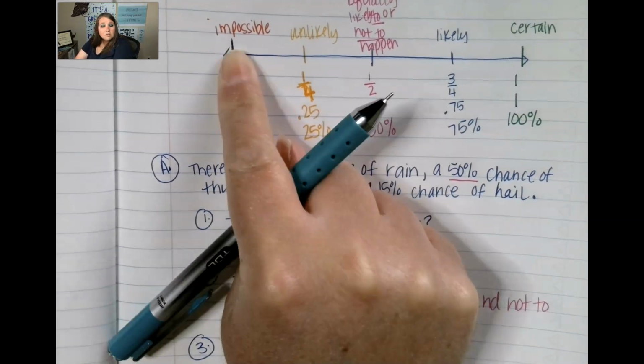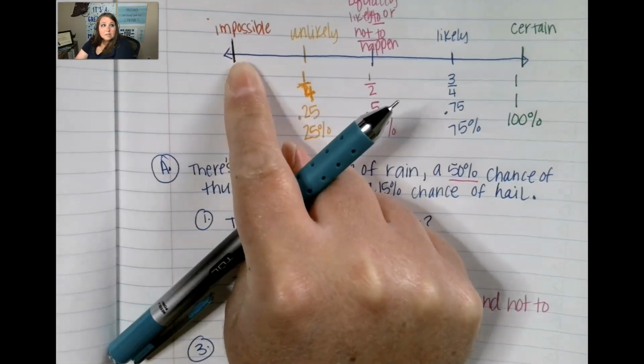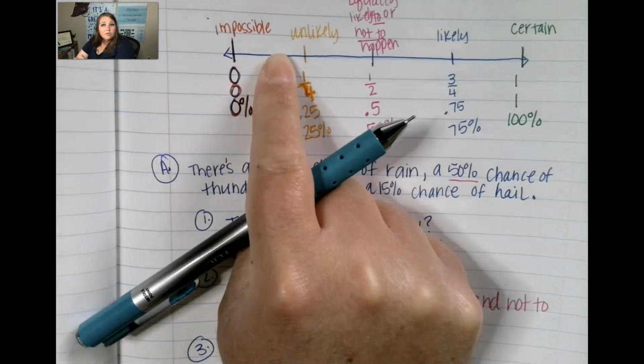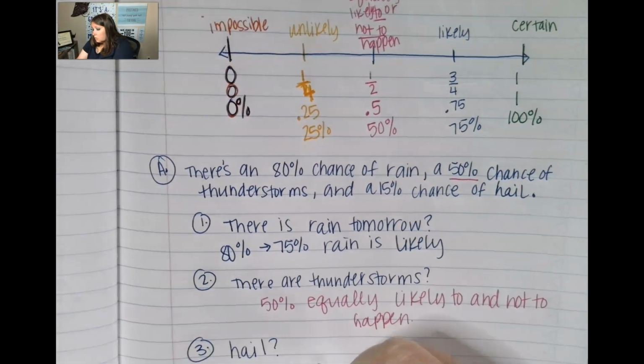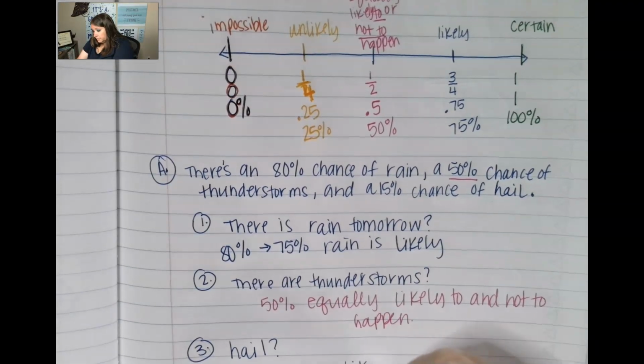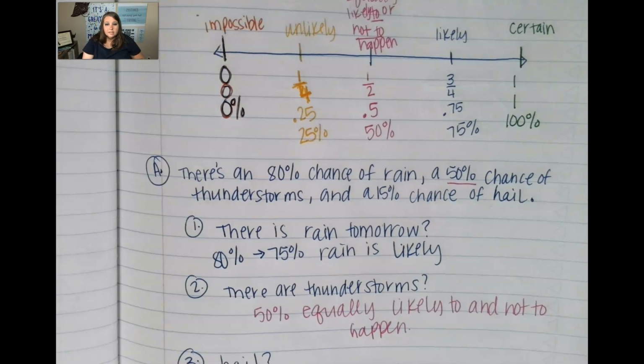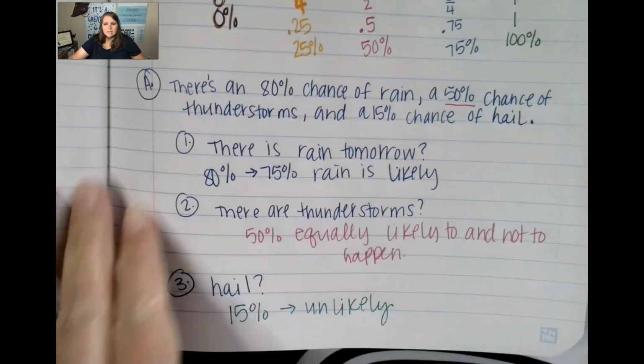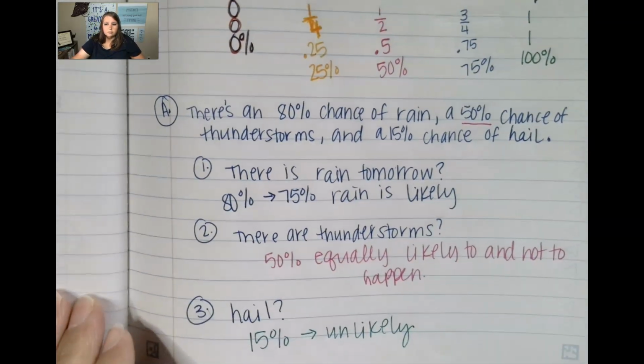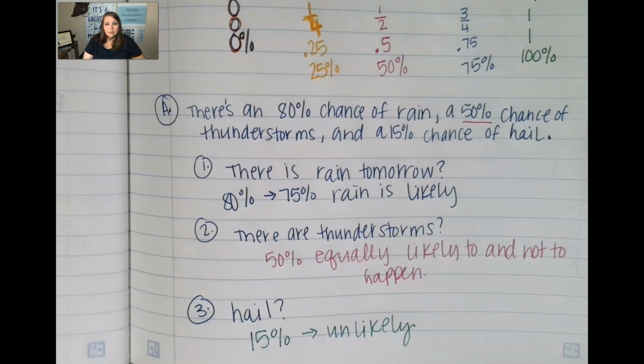It's not 0, so it's not impossible. There is a percentage that it could happen, just 15%. So we're going to go with unlikely. It's unlikely to happen. It's, oh, you can't see it. It's unlikely to occur. My goodness, I'm just a mess today.